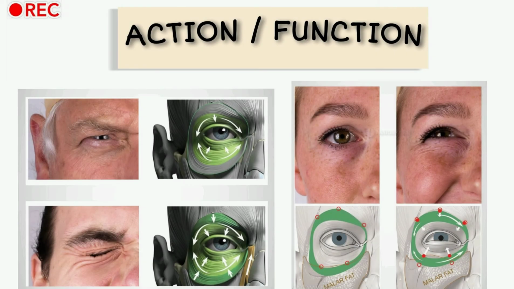Action. The orbicularis oculi muscle is responsible for closing the eye, and it's the only muscle capable of doing it. The palpebral portion is engaged during blinks and winks. It's divided into two parts, preseptal and pretarsal.